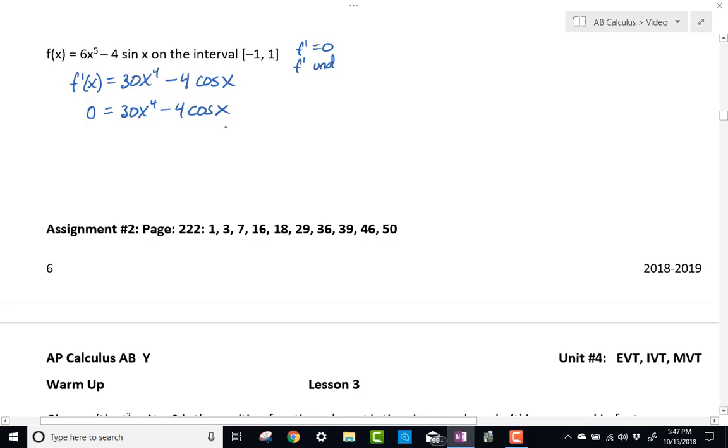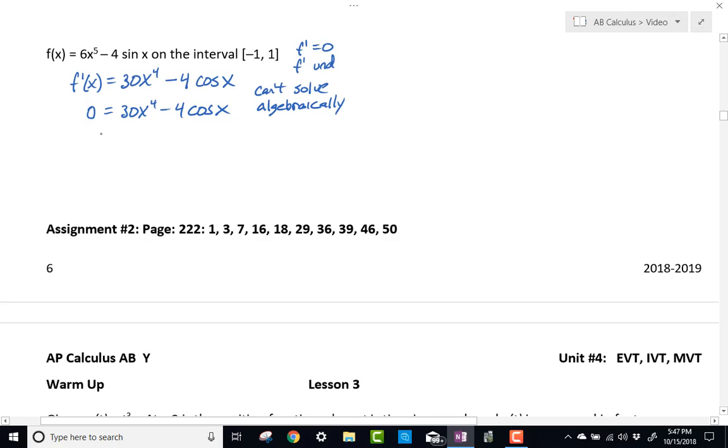Alright, the problem is I can't solve this algebraically. Now, why can't we do that? Well, the problem is we've got regular variables like a polynomial 30x to the 4th mixed with trigonometric functions, and that doesn't work. You can't do that. So the first thing we're going to do, in order for us to figure out where this guy is equal to 0, because we still have to check for maxes and mins, and we still need to check the endpoints.